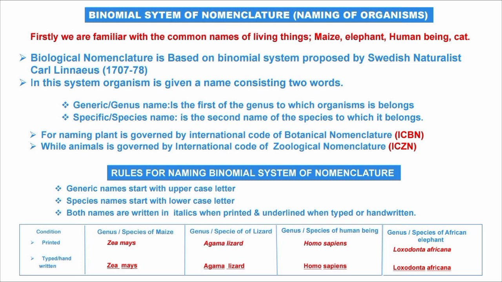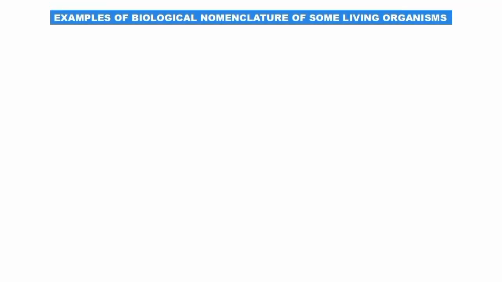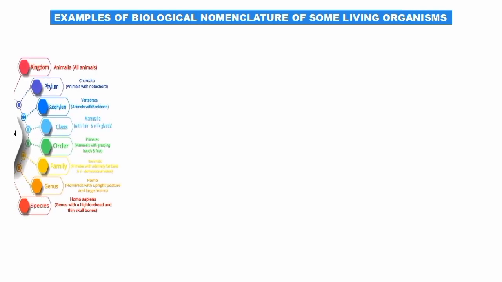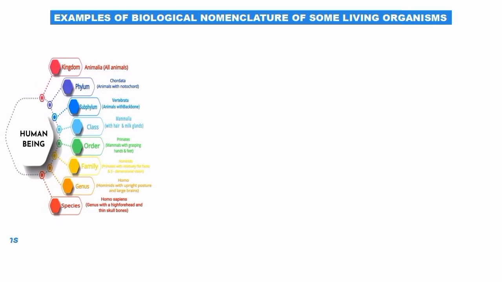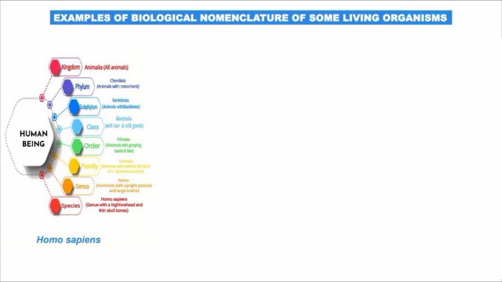Now we will talk about an example of the biological classification of some living organisms. For example, human being, that is Homo sapiens. They belong to the kingdom Animalia, which is all animals. Under phylum, they are Chordata, animals with a notochord. They have a subphylum, which is Vertebrata, meaning animals with a backbone. Under class, they belong to Mammalia. These are animals with hair and milk glands. Under order, they belong to Primates. Primates are mammals with grasping hands and feet.